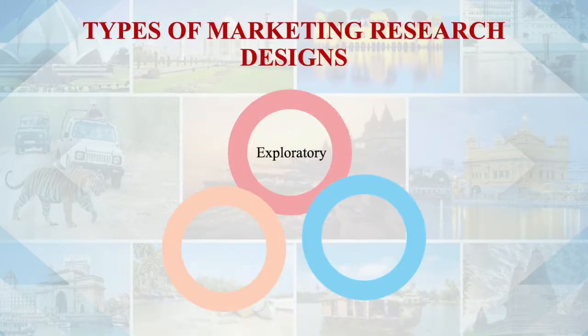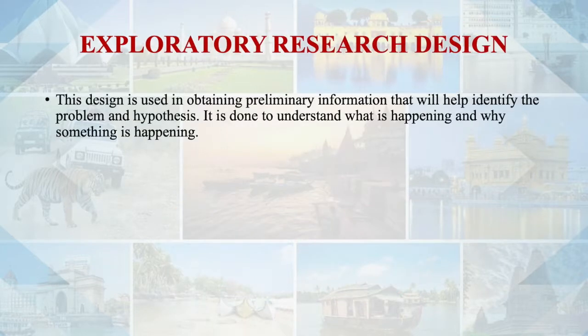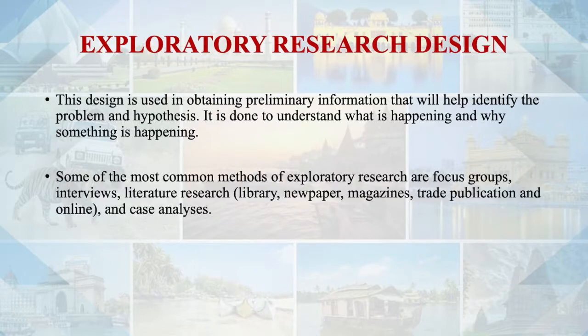There are generally three types of marketing research design, and these are exploratory, descriptive, and causal. Exploratory research is used in obtaining primarily information that will help identify the problems and hypotheses. It is done to understand what is happening and why something is happening. Some of the most common methods of exploratory research are focus groups, interviews, literature research like library, newspaper, magazine, trade publications and online, and case analysis.